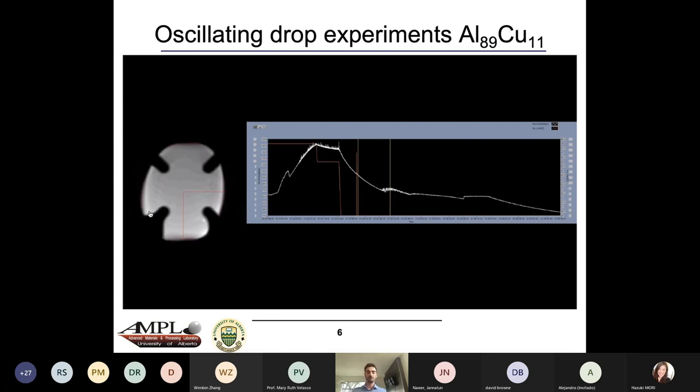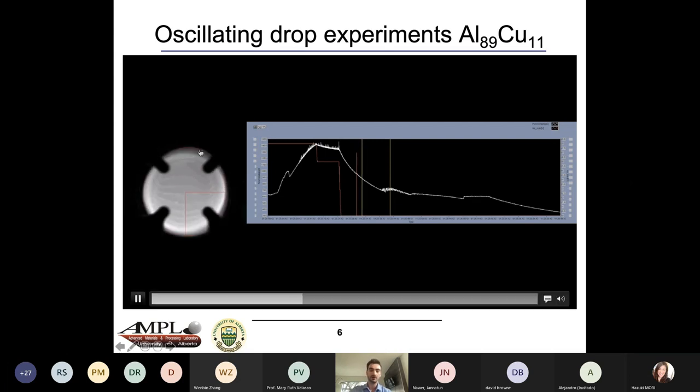As Jonathan just described, by looking at the frequency of these oscillations, but also how they decrease with time, we can deduce the properties of the material, especially the surface tension and the viscosity. After some time, as the temperature is decreasing and the sample is becoming stable again, the oxide layer will reform, as you can see here.